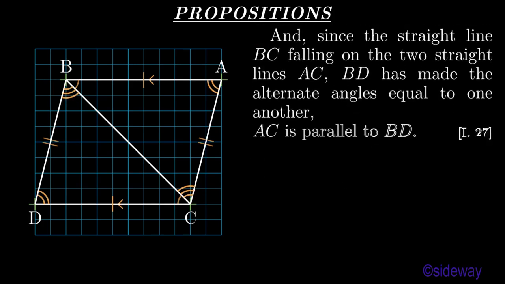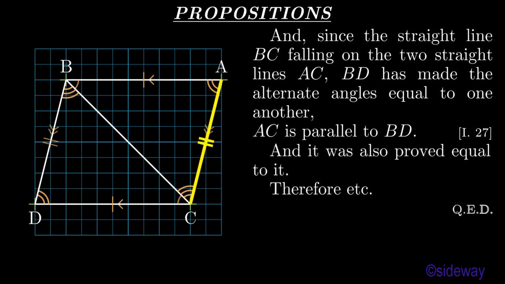And, since the straight line BC, falling on the two straight lines AC, BD, has made the alternate angles equal to one another, AC is parallel to BD, by Book 1, Proposition 27. And it was also proved equal to it. Therefore, etc. What was to be shown?